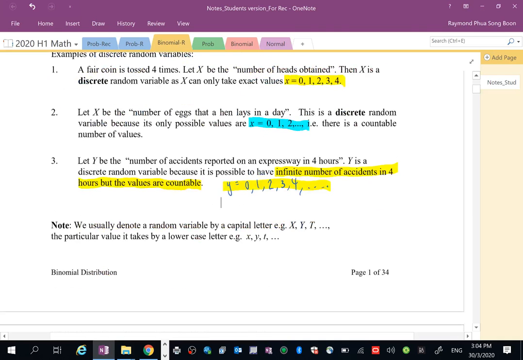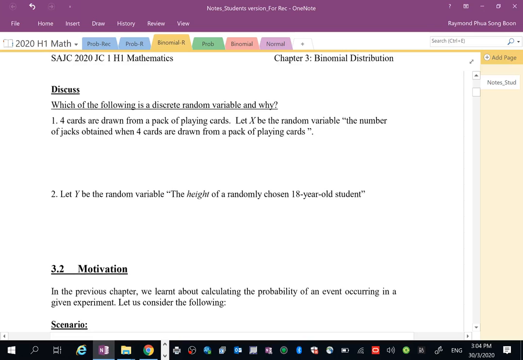Okay, so let's look at these two, on the next page. Let's look at these two questions or these two scenarios. Which one do you think is a discrete random variable and why? Okay, scenario number 1. You have 4 cards drawn from a pack of playing cards. That means from a set of 52 playing cards or poker cards. Let random variable x be defined as the number of jacks obtained when 4 cards are drawn from a pack of playing cards.